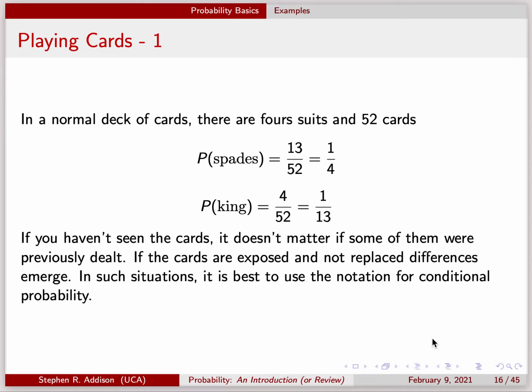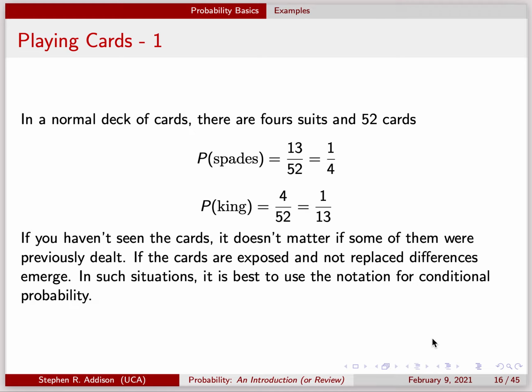If you haven't seen the cards, it doesn't matter if some of them were previously dealt. If cards are exposed and not replaced, then you have to make some changes in the total number of cards. But it's always best to use the notation for conditional probability when that happens.